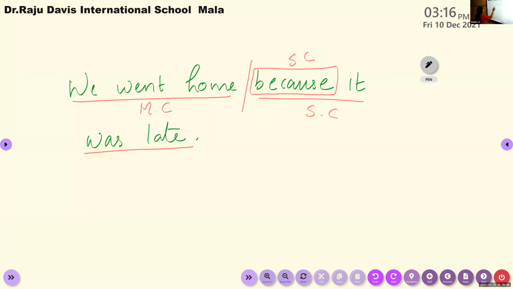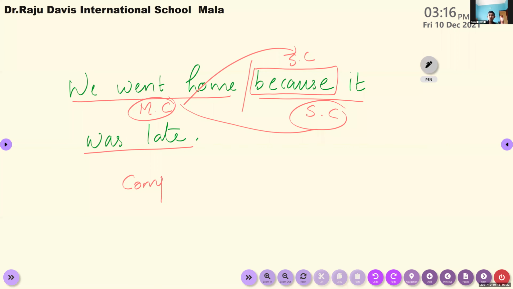So we have a main clause here. We have a subclause here. And the subclause is connected to the main clause with the help of a subordinating conjunction. So the sentence is an example for? Complex sentence. Very good. This is an example for a complex sentence. So I have one more sentence. Ready? Yes, ma'am.